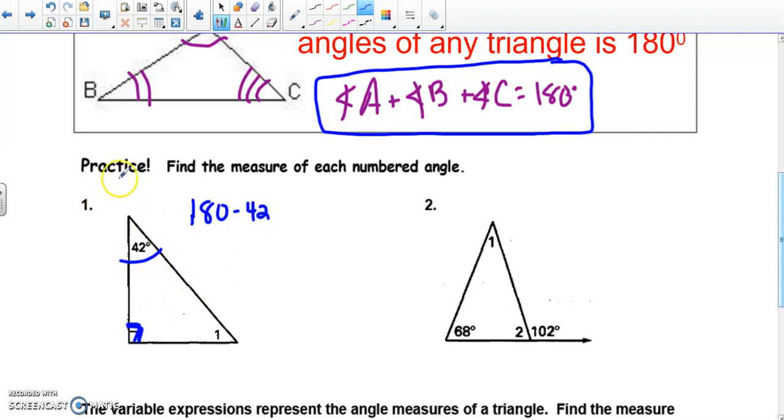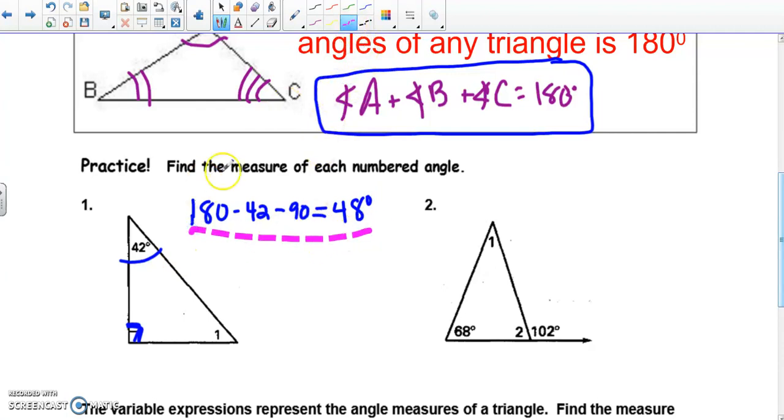So we have 180 degrees in our triangle. We've used up 42. We've also used up 90. And we can just do a little bit of quick math in our calculator. And we get an answer of 48 degrees. That's kind of option A.